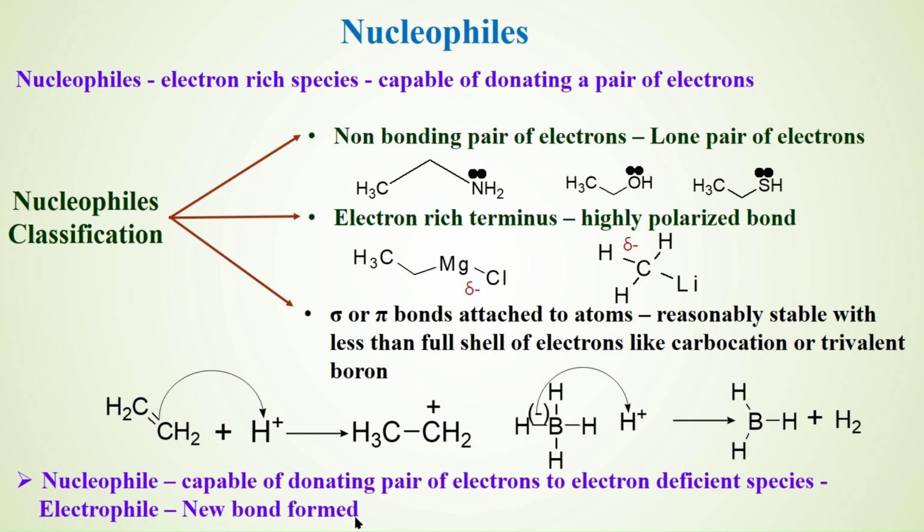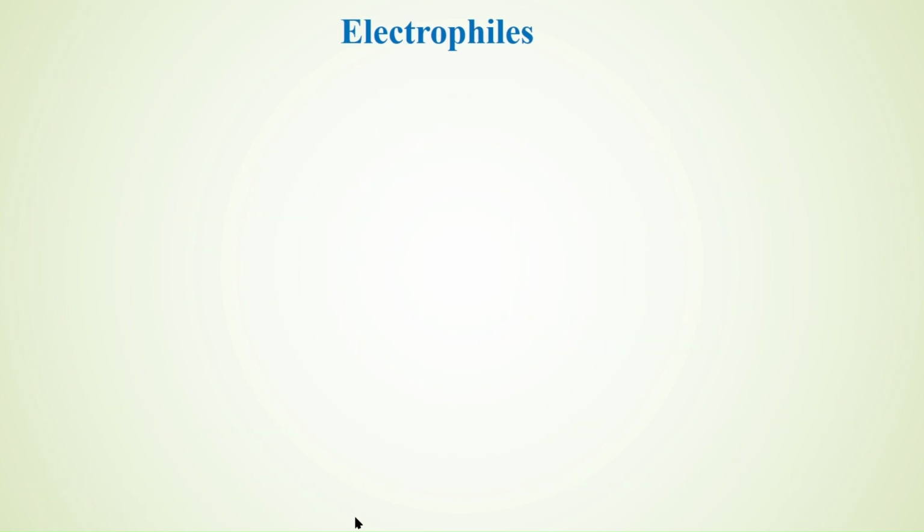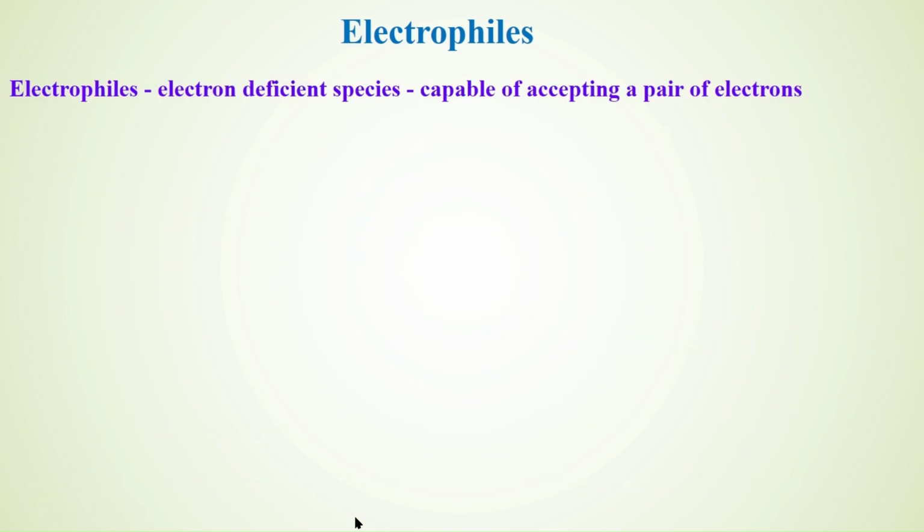Then what are electrophiles? Electrophiles, as we have seen, are electron-deficient species capable of accepting a pair of electrons. It is exactly opposite to that of nucleophiles. Nucleophiles are electron-rich species capable of donating a pair of electrons, whereas electrophiles are electron-deficient species which are capable of accepting a pair of electrons.